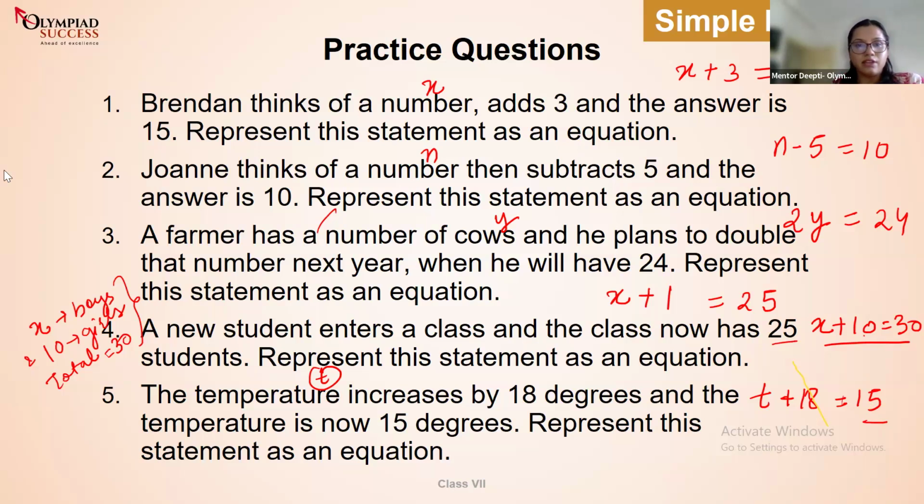Yes, Ahana, very correct. Y plus 18 equals 15. Okay, so you have understood how to make simple equations. Believe me, these are very, very simple equations.